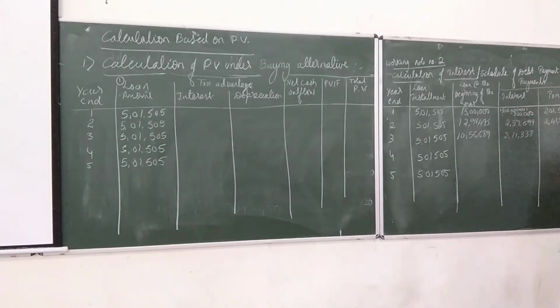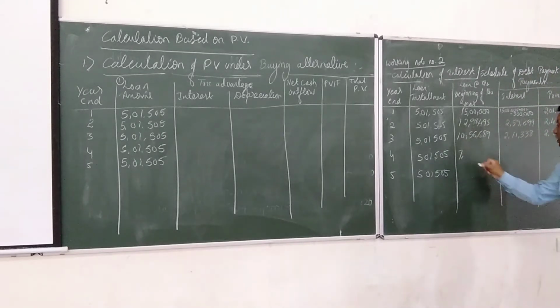Okay. What is the principal amount now? 2 lakh 90,000. Okay. So the end amount. So 10 lakh minus 2 lakh 90,000, 7 lakh. Okay. So this will come at the beginning of next year. 7 lakh, 66,522.